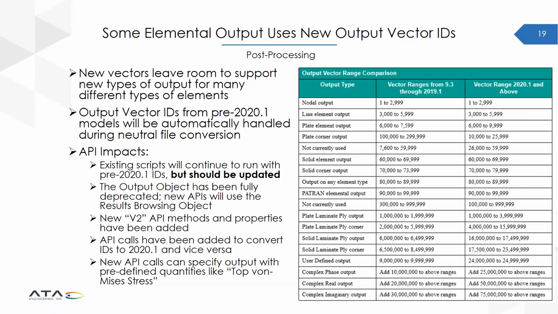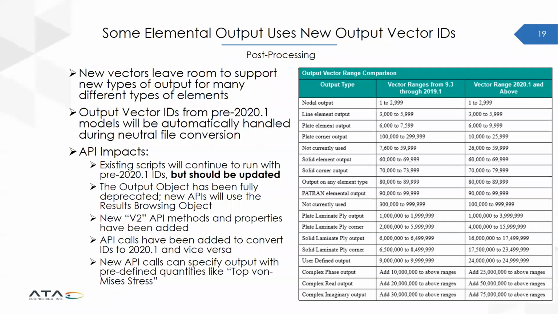And that's really the motivation, is that the Femap developers wanted to give themselves room to support new types of output for new types and different types of elements. So they just felt like they were starting to run out of room. And so hopefully doing this one change now means that they won't have to change output vector IDs anytime in the future. Now, if you have a Femap model from pre-2020.1 that you open in 2020.1, those output vector IDs will be automatically converted to the new IDs during the neutral file conversion.